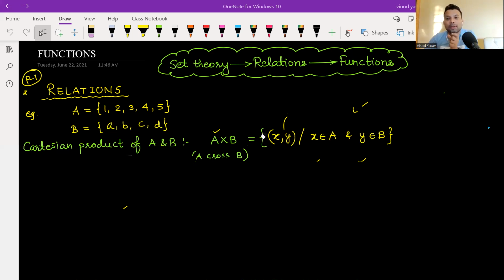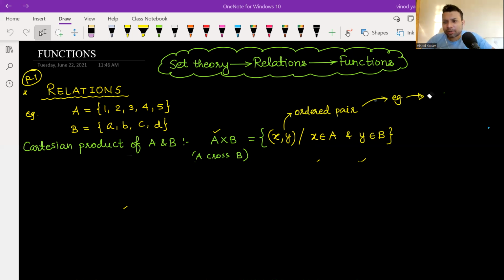Ordered pairs means, first let me read this set. Set of all the ordered pairs x comma y such that x, the first element in that pair, belongs to set A, because you have written A cross B. So first you will pick up the first element in every bracket from set A, and y, the second element, will belong to the second set B. B was second in A cross B. So order is very important. So what do I mean by ordered pair?